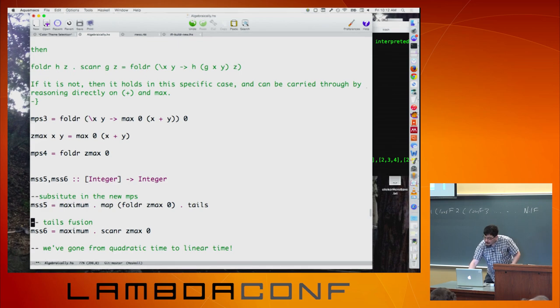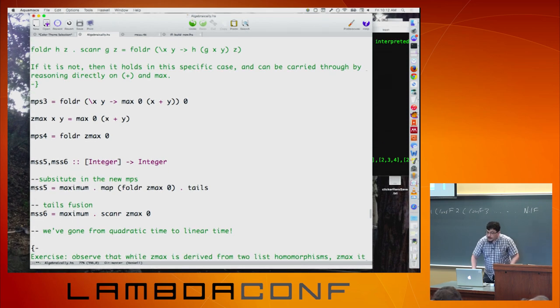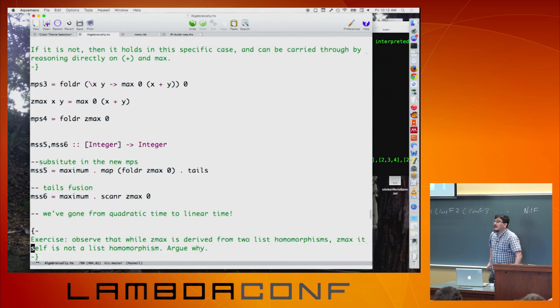And we stumbled on that by applying these laws. We substitute that in here: maximum . map (foldr zmax 0) . tails. Now we apply our tails fusion, as we so desired. We have maximum . scanr zmax 0, which was what we were looking for. I've taken the cubic time or whatever to linear time through a series of program derivations.